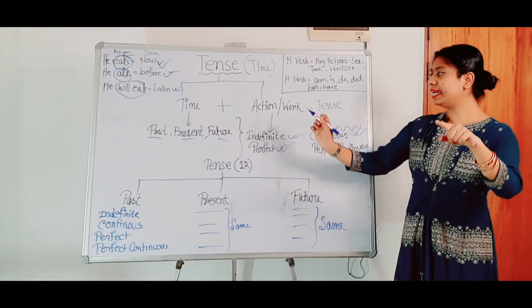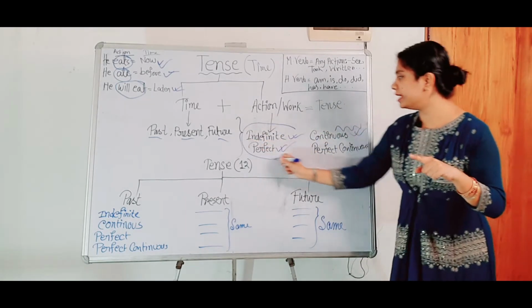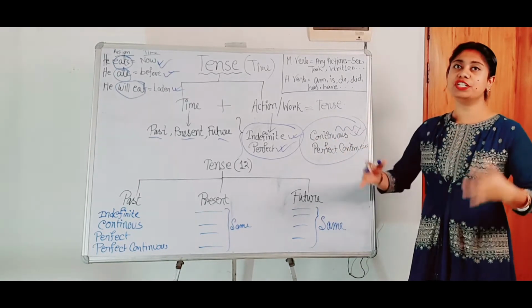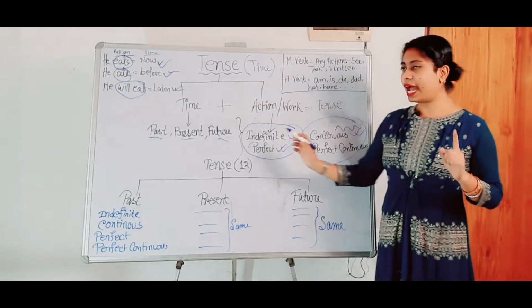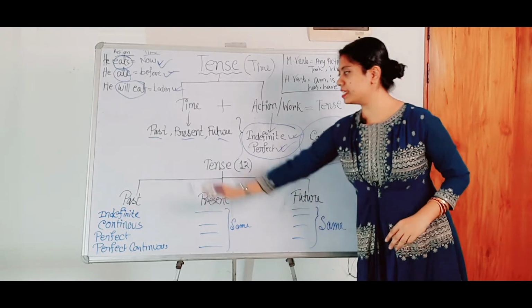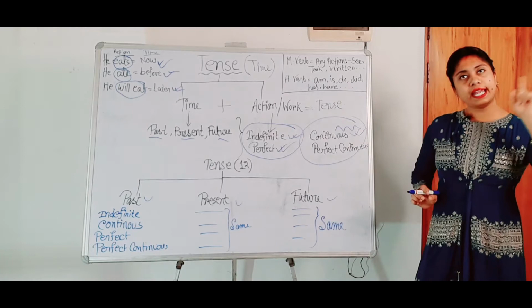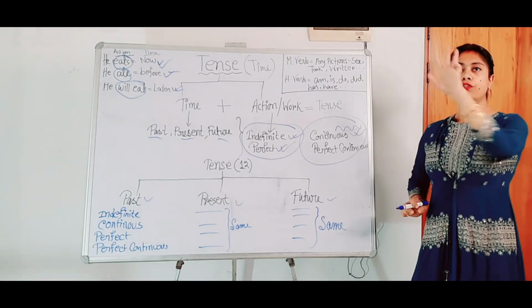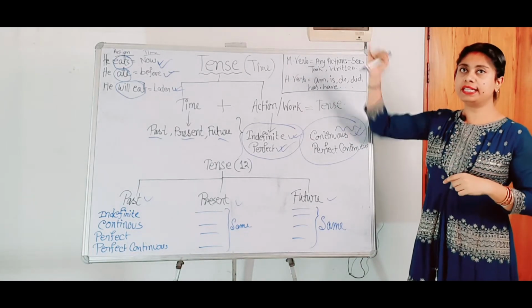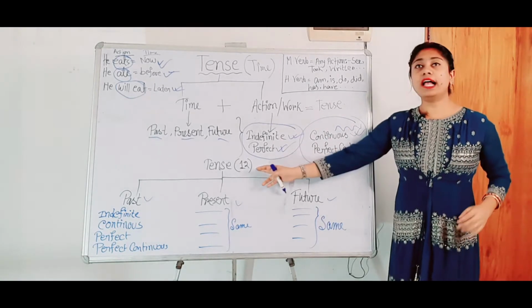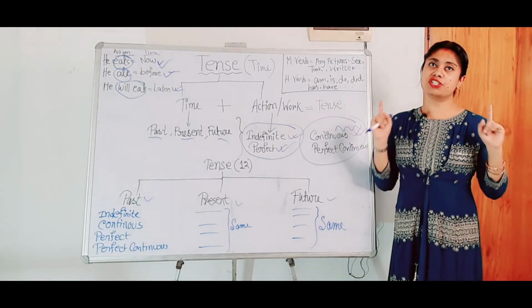Already I have written in the chart here. The action, the work, these are the division of tenses. So actually there are three kinds of tenses, that is past, present and future. And in these three there are four divisions. So 3 tenses, 4 divisions. It means total 12 tenses are there in English grammar.